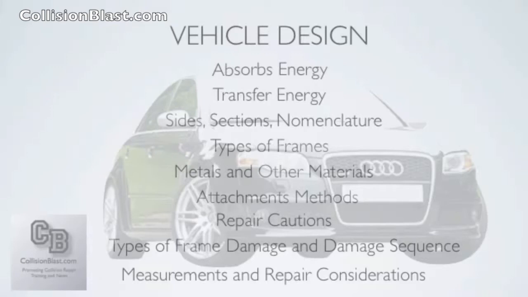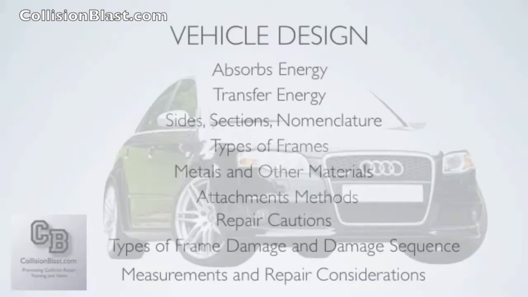And then we have attachment methods. Basically we have welds: spot welds and laser welds that are done at the factory, different types of welds. We have mechanical attachments: nuts, bolts, rivets. We have a lot of adhesives being used today. Repair cautions, like boron and the ultra high strength steel: you can't heat it and you can't repair it.